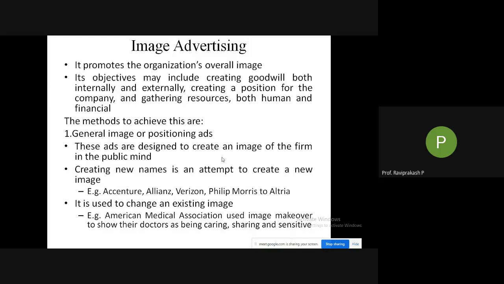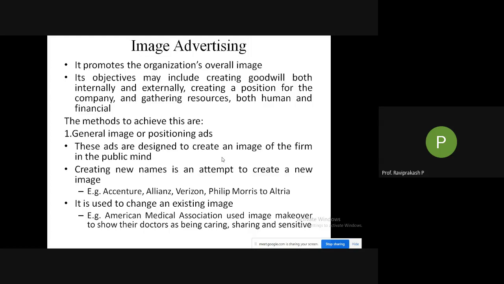So then here, for example: Accenture, Alliance, Verizon, Philips, Morris to Altair. So these are some of the companies who have different companies related to them. That is used to change an existing image. For example, American Medical Association used image makeover to show their doctors as being caring, sharing, and sensitive.